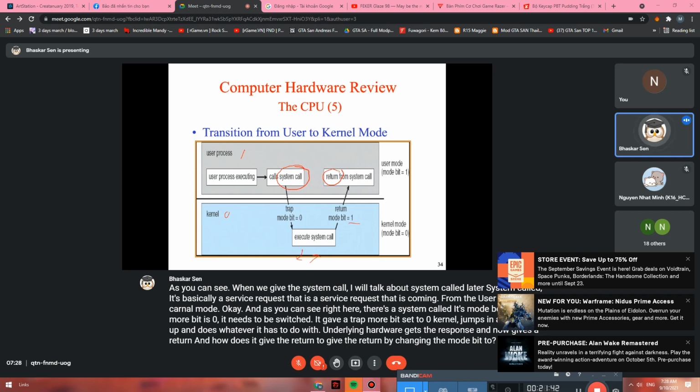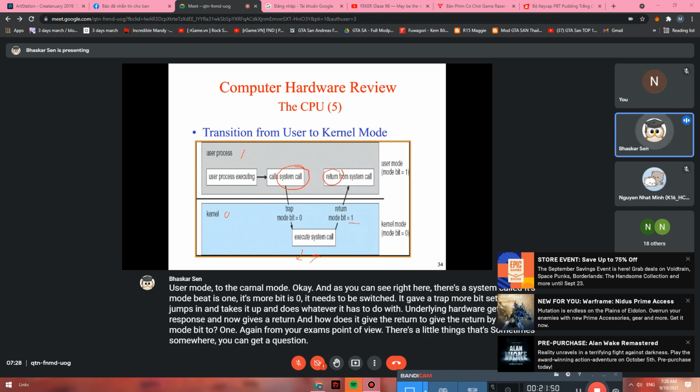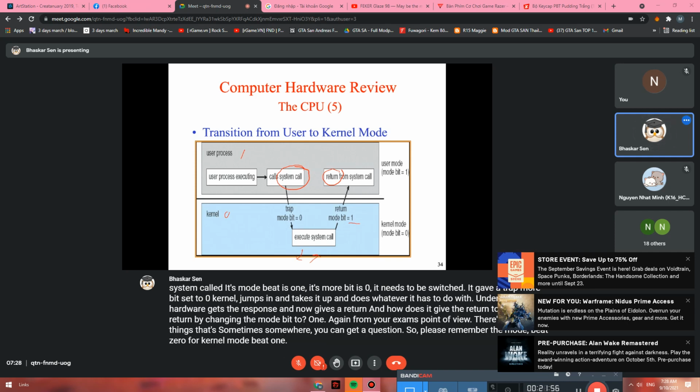Again, from your exam's point of view, these are little things that sometimes you can get a question on. So please remember the mode bit 0 for kernel, mode bit 1 for user mode.